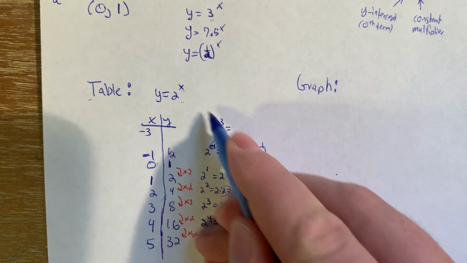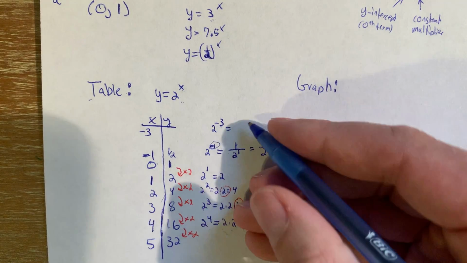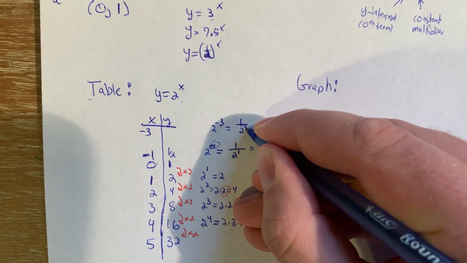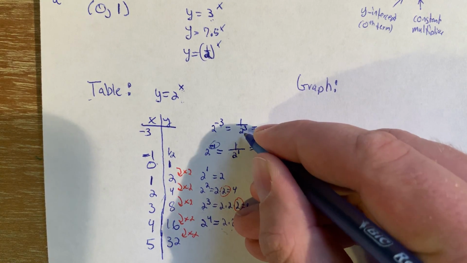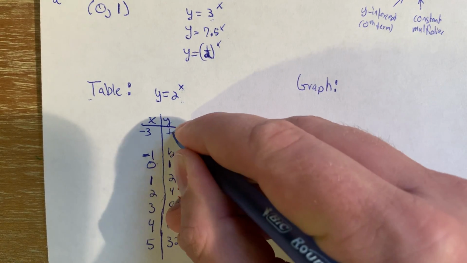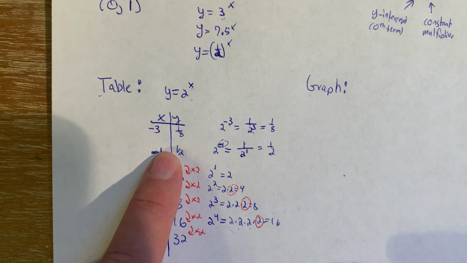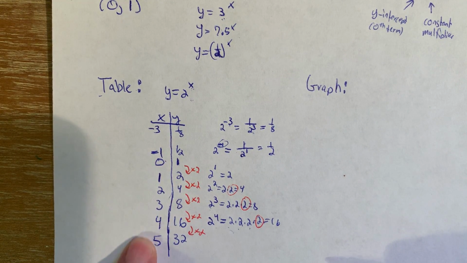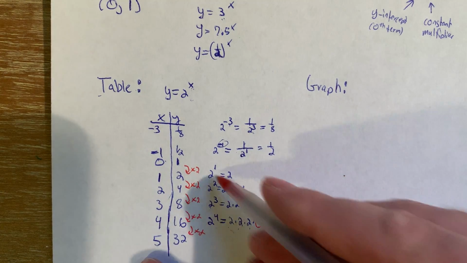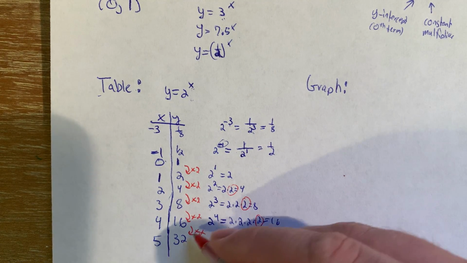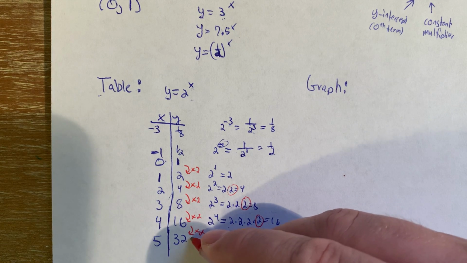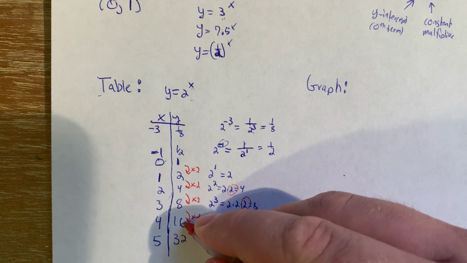2 to the negative 3 power is going to be 1 divided by 2 to the third power. 2 times 2 times 2 is 8. So this is 1/8. But there's another way to think of it as well, which is that, okay, as we go to the right, with increasing x values, the y values are multiplying by 2. Well, if you think about going the other direction, 32 divided by 2 is 16.